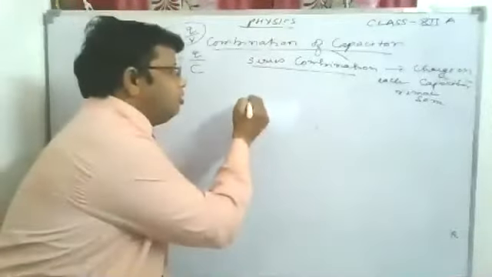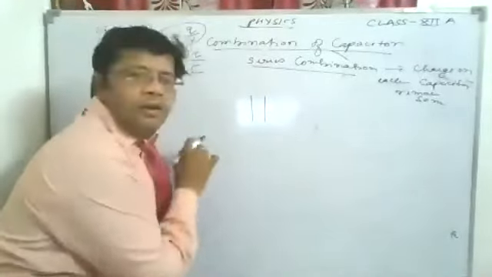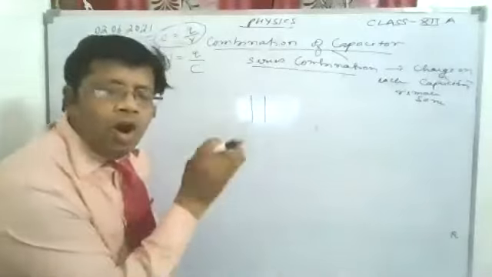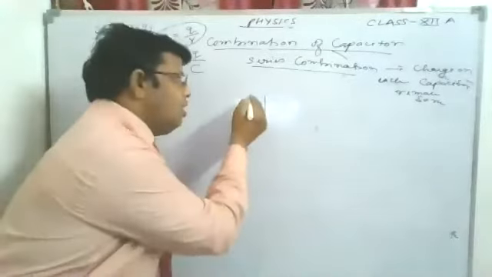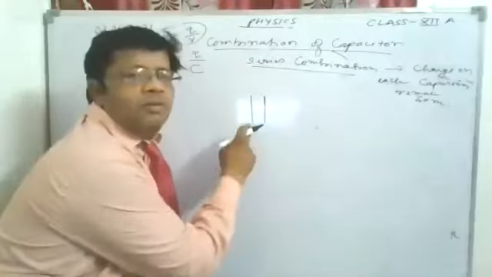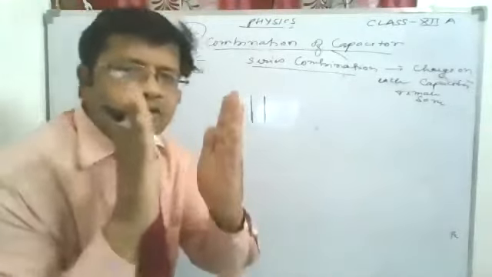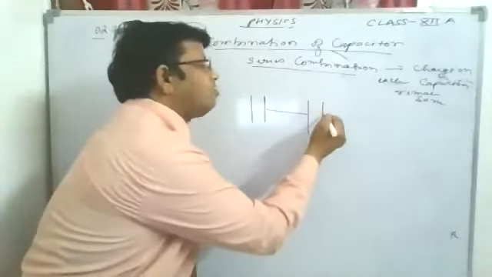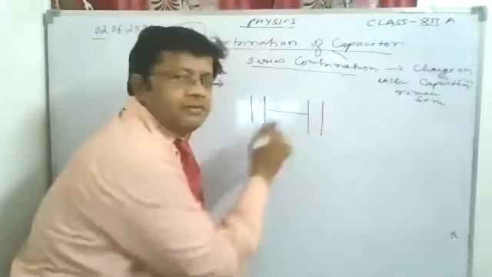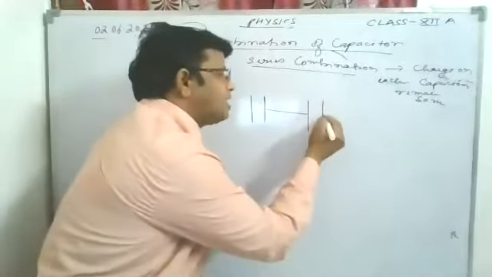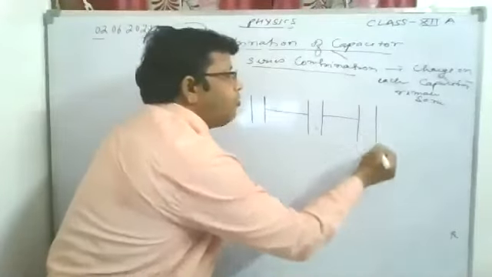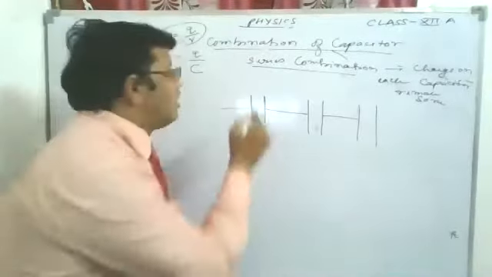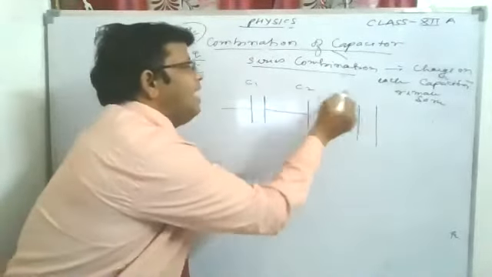Now see here, this is the first capacitor. One plate is positive, one is negative. Now, what is series combination actually? One capacitor consists of one positive and one negative plate. If we connect one plate with the plate of the second capacitor, and then connect the next plate of the second capacitor with the first plate of the third capacitor, such a combination is called series combination. This is the first capacitor, this is the second, and this is the third.